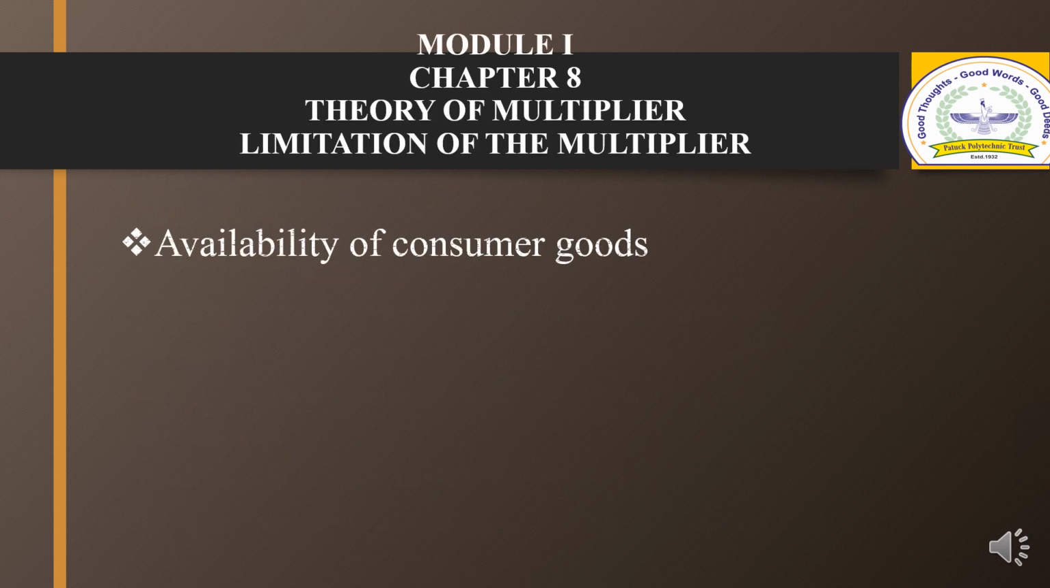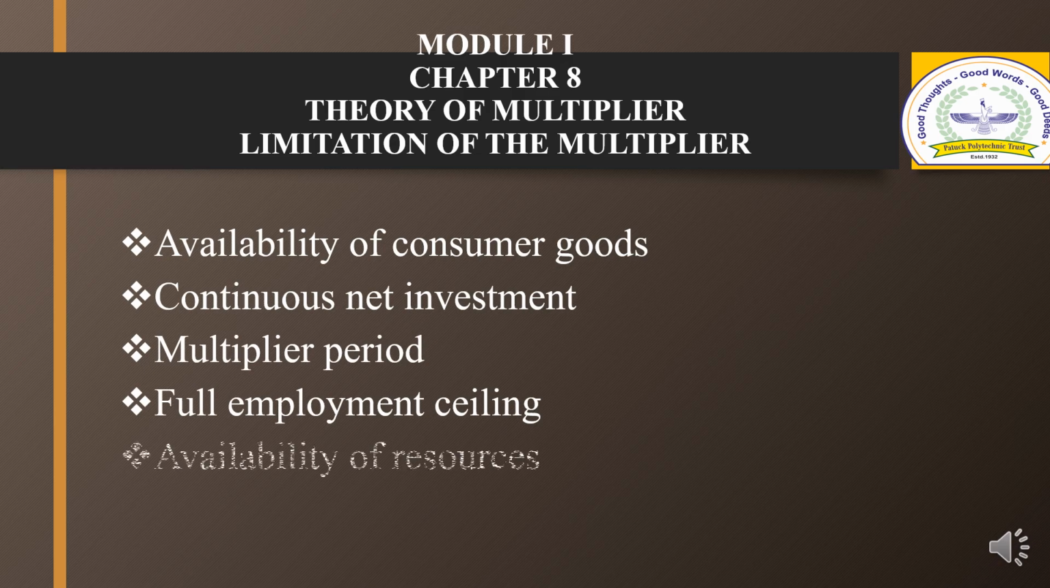Now next, I am going to explain the various limitations, or you can say drawbacks or shortcomings, of the multiplier. I will explain them point-wise. The first one is the availability of consumer goods. The theory of multiplier depends on the availability of consumer goods. If there is a shortage of consumer goods, the income recipient will not be able to spend on consumption, and hence the marginal propensity to consume may fall. This in turn will lower the multiplier.